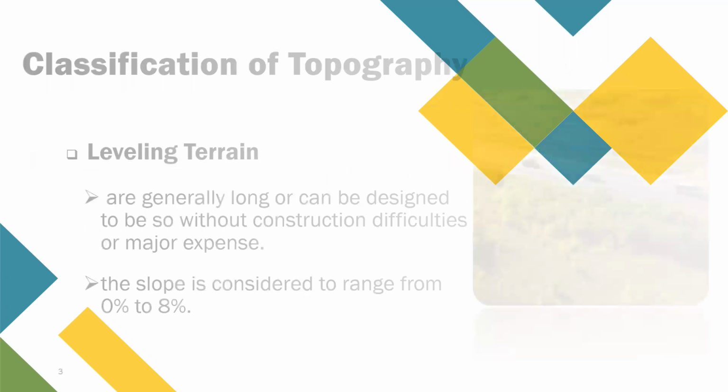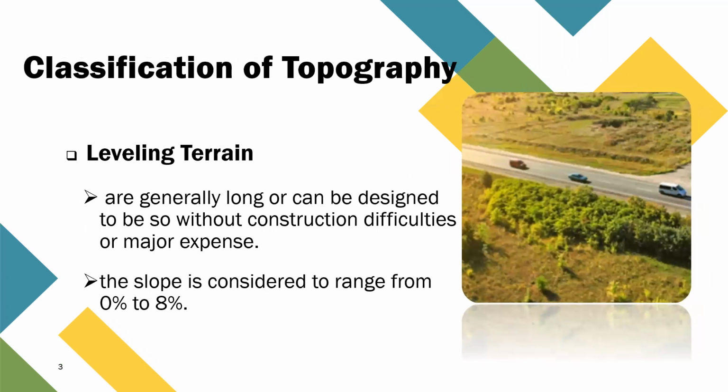The level terrain. Level terrain is generally long or can be designed to be so without construction difficulties or major expense. From the word itself, level terrain is just plain or flat area. Constructing a road in level terrain is not costly and difficult because we don't need to cut and fill a certain area. The slope in level terrain is considered to range from 0% to 8%.